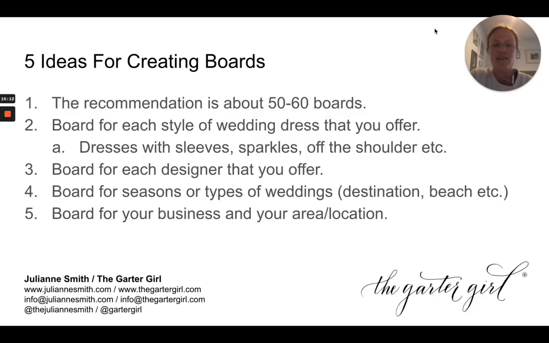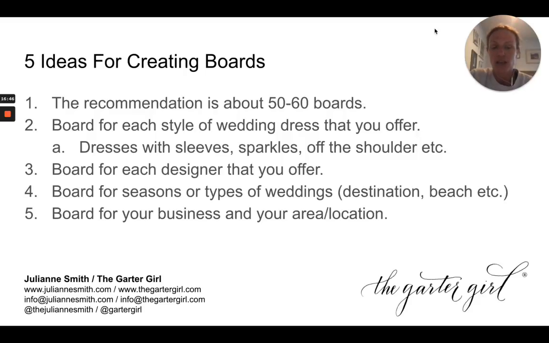The other thing that you want to think about is each little idea should be its own board. For example, I'd love to see each of you have a board for each style of wedding dress that you offer, right? So we just did sparkly wedding dresses with sleeves, off the shoulder wedding dresses with pockets, rehearsal dinner wedding dresses, short wedding dresses, things like that. So you can see how you can get to 50 to 60 boards really fast, okay?